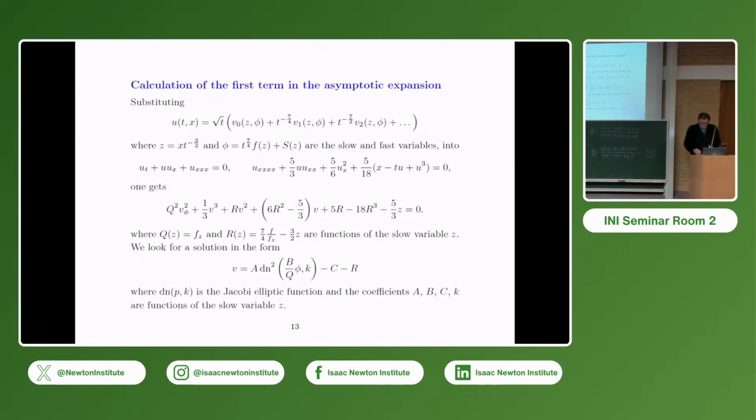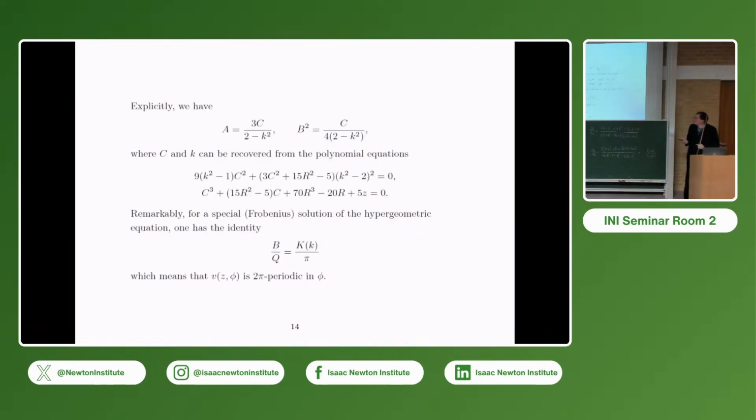All right. And for this function V0 to be periodic in phi, you have to take a special separatrix solution to this. All right, so these are formulas how you calculate coefficients A, B. So A and B are given by these formulas, and C and K are expressible in terms of R from these two formulas. Right?